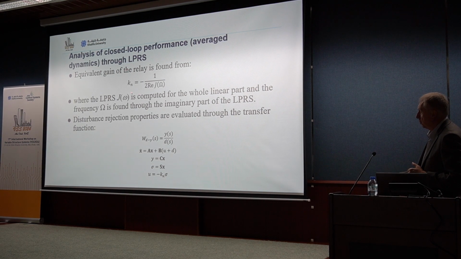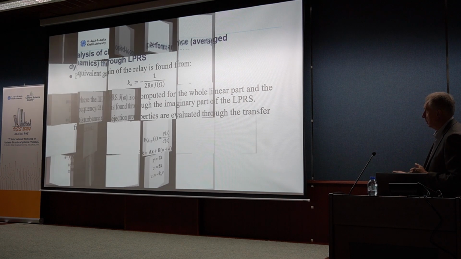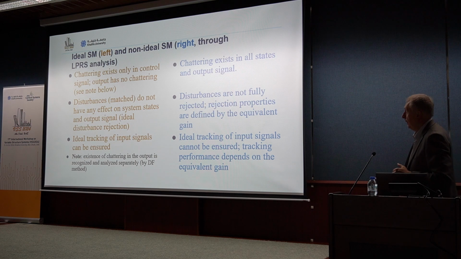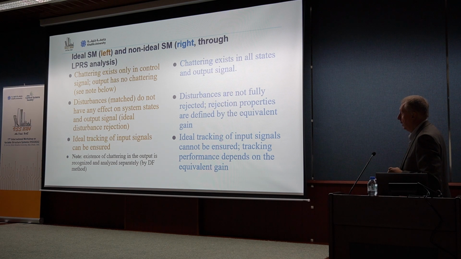Analysis of closed loop performance is basically the same through the Kn, the equivalent gain, as I mentioned already. And here we can conclude what's the difference between the ideal sliding mode and non-ideal sliding mode. So in ideal sliding mode, chattering exists only in the control signal; the output has no chattering, because it's filtered by the plant itself. Here, from the LPRS, chattering exists in all states and the output signal.